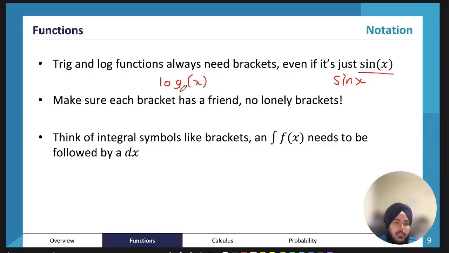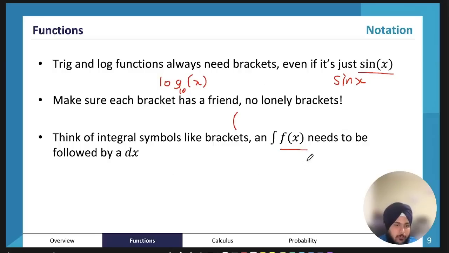Really, really important when we are notating to have this correct notation. For every bracket that you use, make sure there are no lonely brackets. So don't just have one bracket on one side and no bracket on the other side. So make sure we have 2 brackets. And that's specifically important for stuff like functions, for example, or calculus. We need a lot of brackets sometimes.